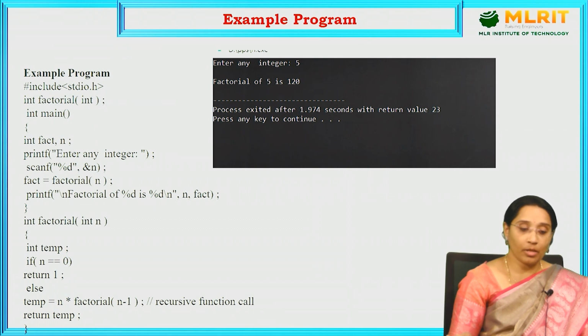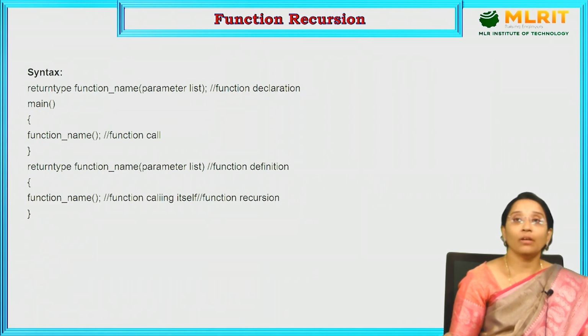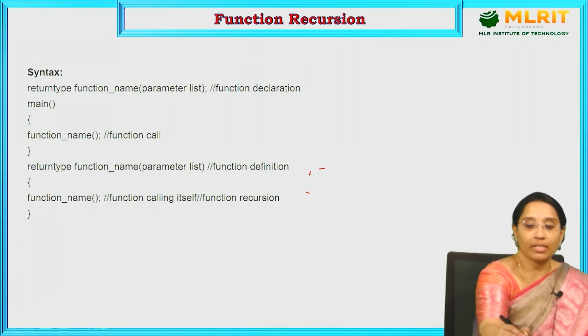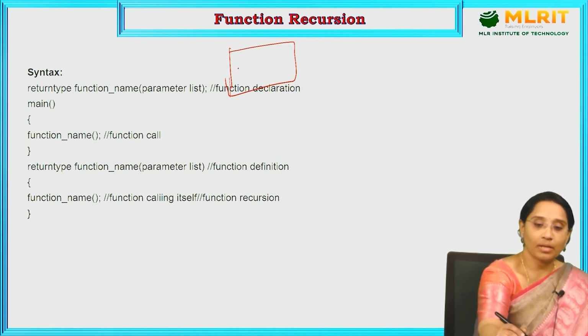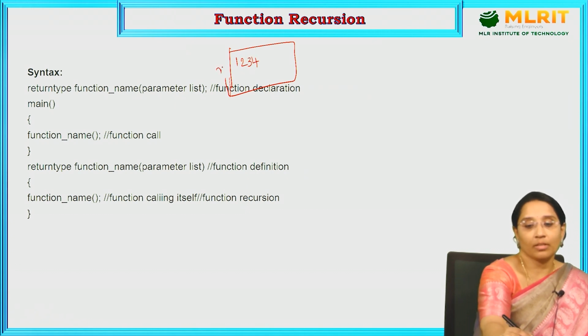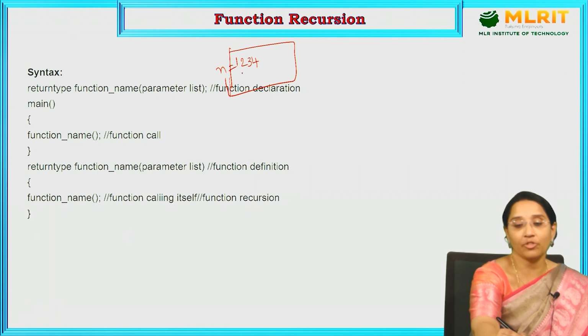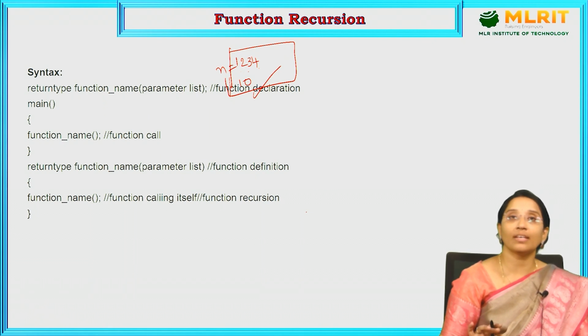Next, suppose another program. Write a C program to calculate the sum of individual digits of a given number using recursion. See, what is the sum of individual digits? Consider this example. Sum of individual digits of 1, 2, 3, 4: suppose n is equal to 1234, the sum will be 1 plus 2 plus 3 plus 4. 3 plus 3, 6, 6 plus 4, 10. You should get the answer as 10.